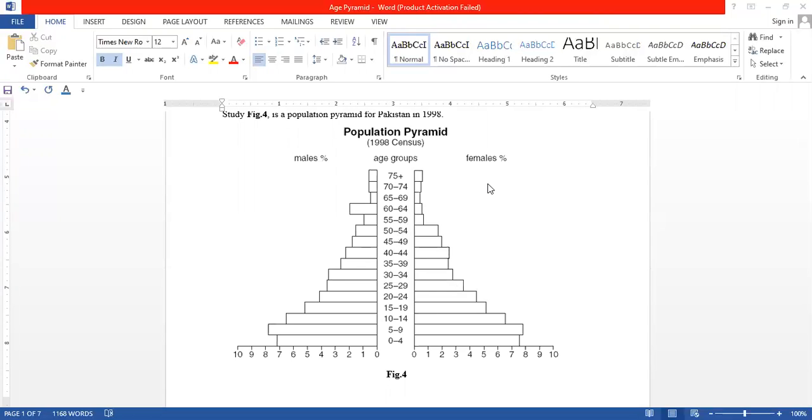Different types of information have been displayed in this age pyramid. Number one, you are watching on the screen that the males and the females are given in percentage. Number two, the population is distributed in 5 years age groups. So two pieces of information have been displayed on this age pyramid.